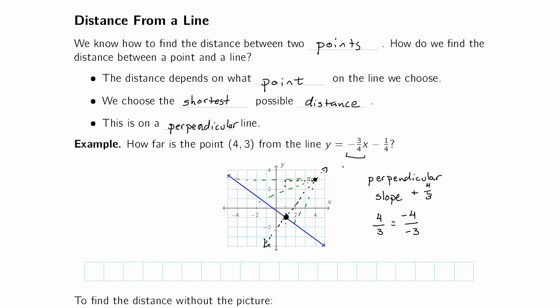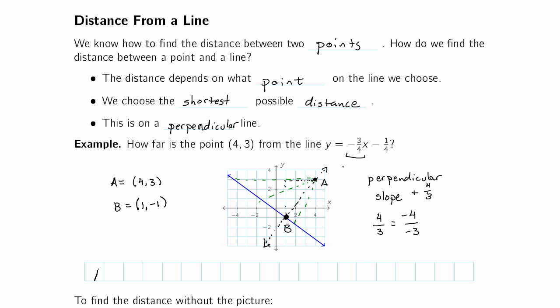The distance I want to find is the distance between my given point, which I'll call A, and the new point I just found, which I'll call B. Now A is the point x equals 4, y equals 3, that was given to me. And B is the point x equals 1, y equals -1.